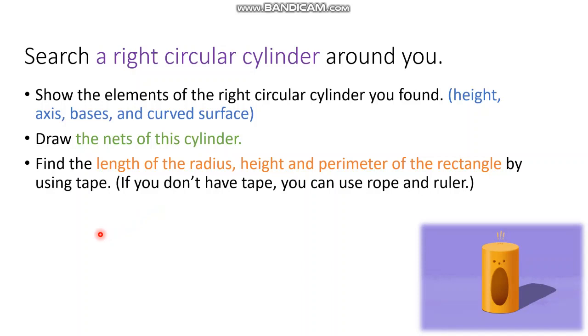Please use your creativity. In the next lesson, we will continue with the surface area of a right circular cylinder.